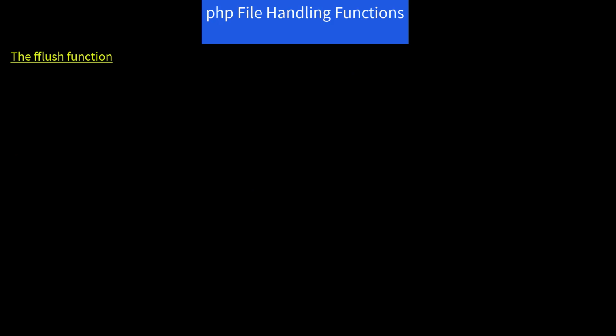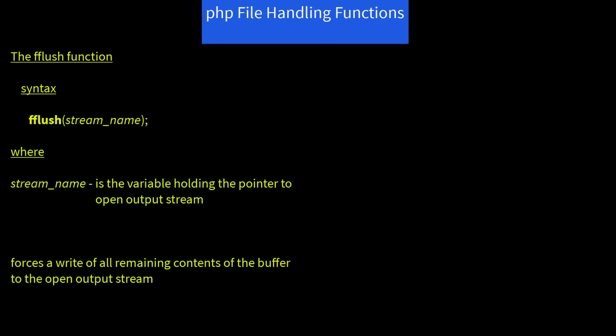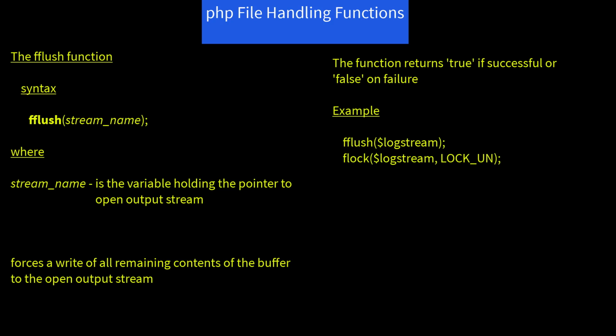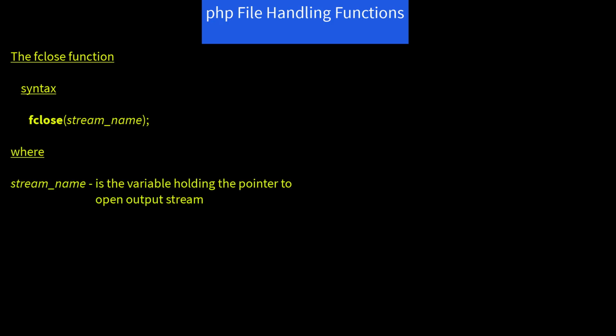The fflush function. The syntax is fflush(stream name), where stream name is the variable holding the pointer to the open output stream, and this forces a write of all remaining contents in the buffer to the open output stream. The function returns true if successful or false on failure. So we've written to the hard drive now. Then after the fflush, you can issue the flock with the LOCK_UN option. Example, fflush($log_stream).